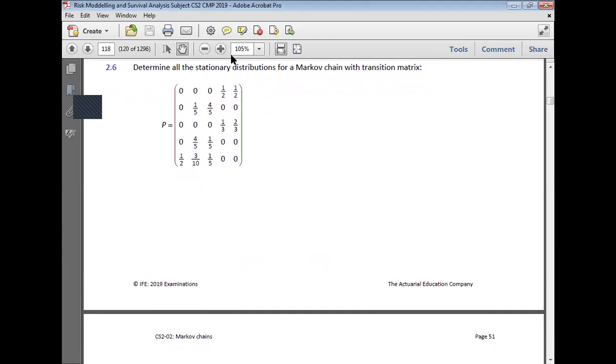So let us move to the 2.6. Now we want to figure out the stationary distribution. And how do we do that? Does anyone remember the statement of stationary distribution? What does it say?